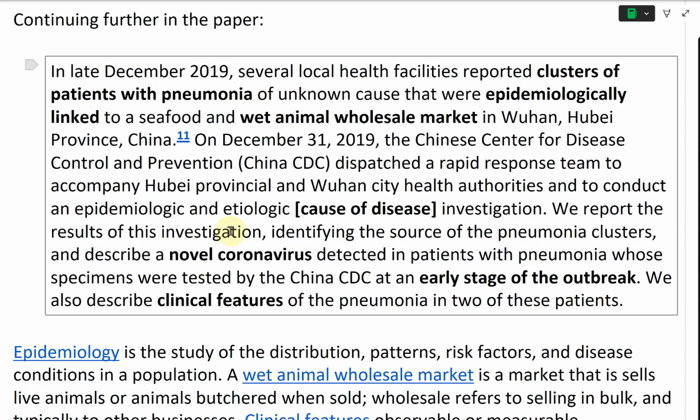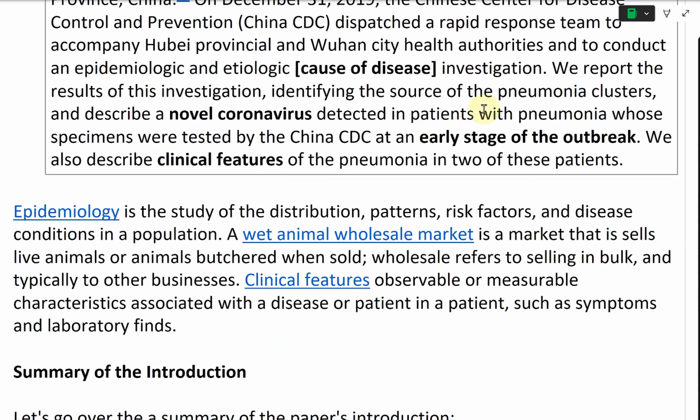So we report the results of this investigation, identifying the source of the pneumonia clusters, and describe a novel coronavirus detected in patients with pneumonia whose specimens were tested by the China CDC at an early stage of the outbreak. And we also describe clinical features of the pneumonia in 2 of these patients. All right.